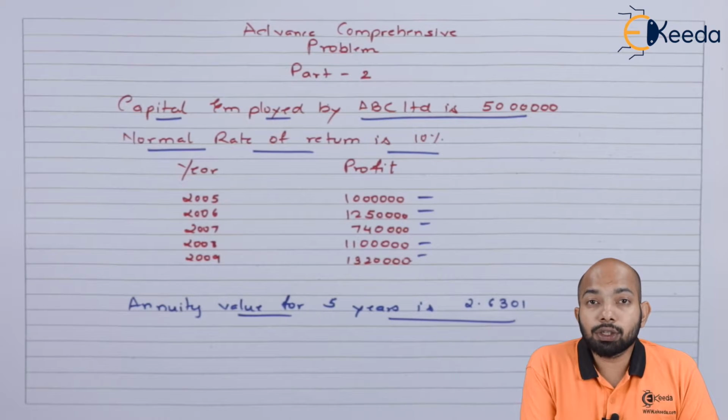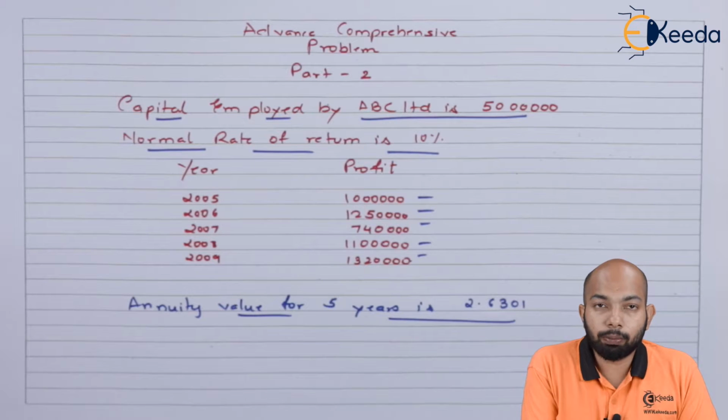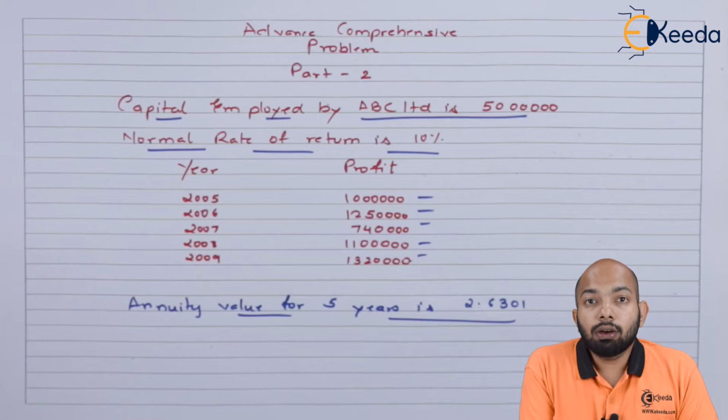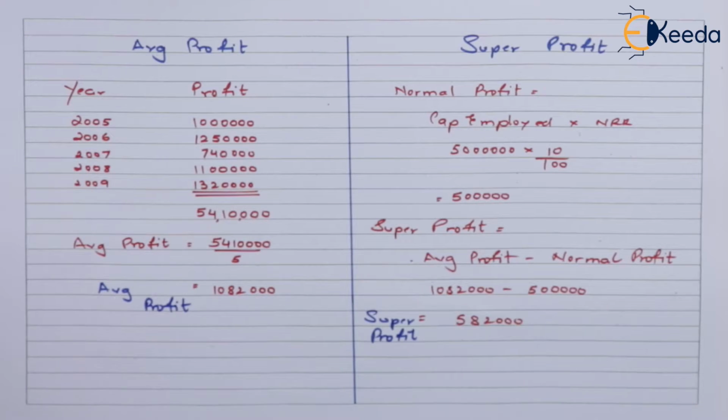Annuity value for 5 years is 2.6301, that has also been mentioned. So we need to find out the average profit using all these four methods. Let's go ahead with it. If you look at the illustration below, we have figured out the average profit and the super profit as well. Average profit is 10,82,000, which has been simply calculated as the total of all the profits for 5 years divided by the number of years, that is 5. That gives you a total of 10,82,000.